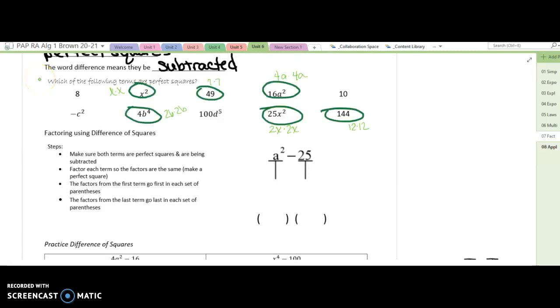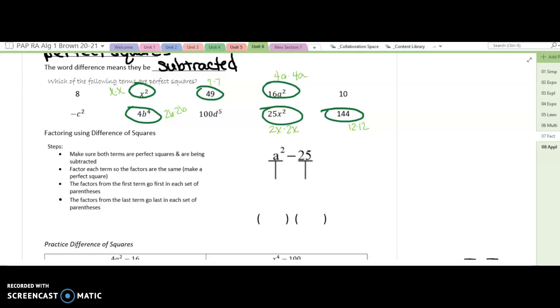Okay, so I have all of my terms circled. Usually what happens is someone tries to circle this negative c squared, and you have to remember that when you multiply, a negative times a negative is a positive. So that would have to be a positive c squared. Any perfect square has to be positive. And also, the exponent must be an even number. Notice each one of these, the exponent is even.